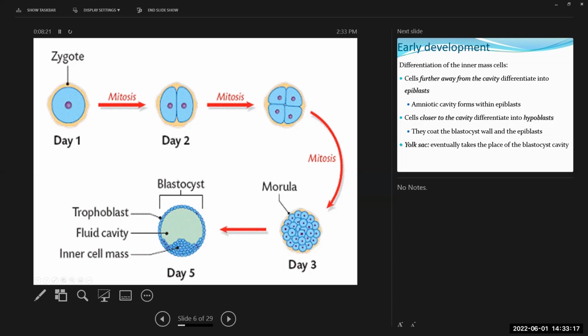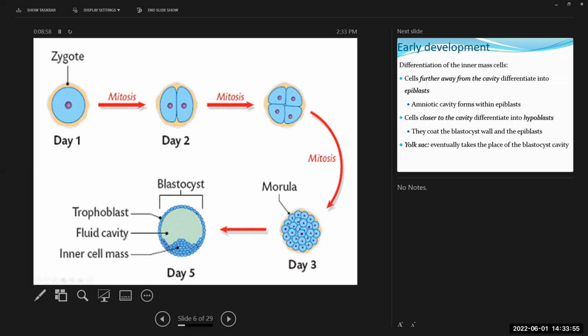Ultimately, by day 3, it represents something that looks like a bunch of grapes, and hence the reason they call it a morula, which is really from the Latin for grape, because it looks like a bunch of grapes after day 3. By day 5, they keep dividing, but interestingly, the cells now begin to move away and they form a rim plus a dense inner cell mass with its fluid cavity. And this happens by day 5. This stage is known as a blastocyst.